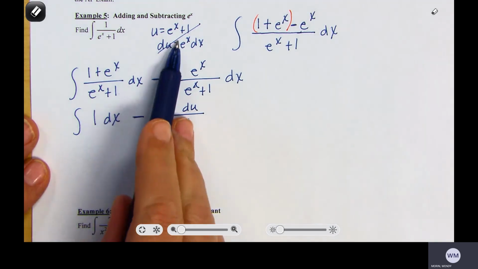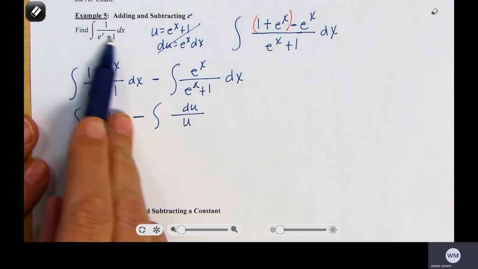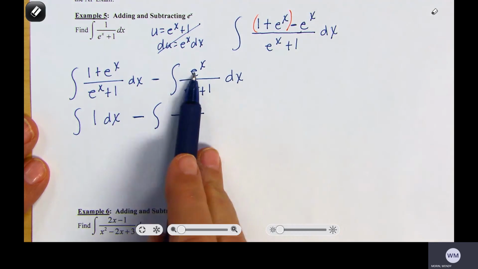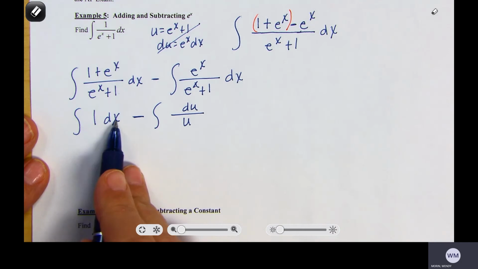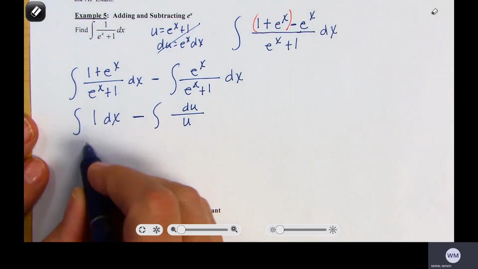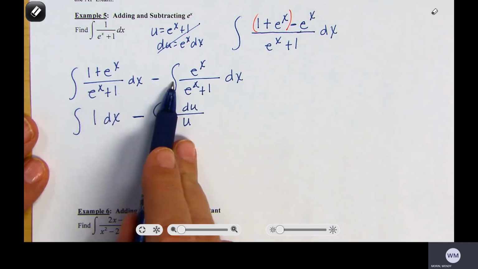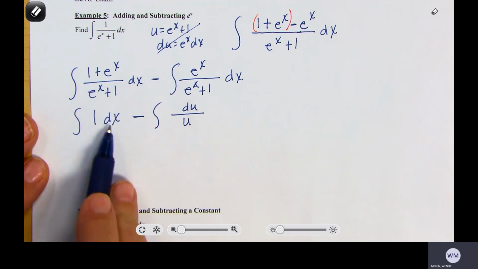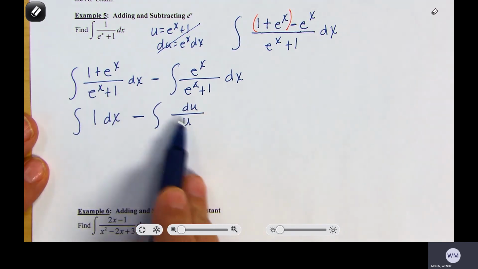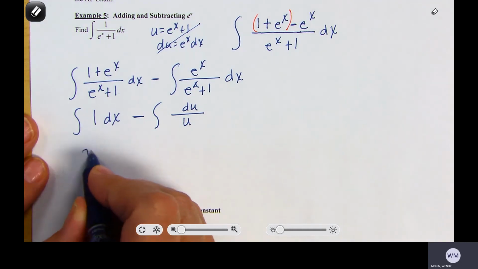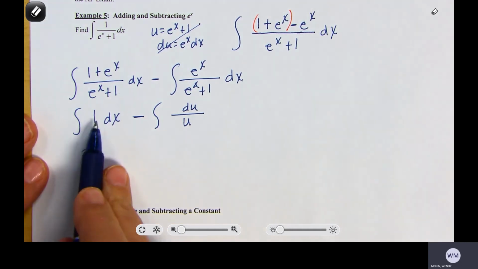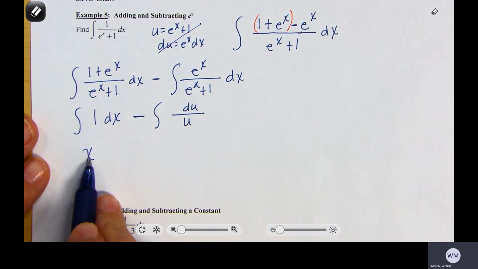So I couldn't use this here, but by doing this little trick, I now have the e to the x that I want. So integrate 1 with respect to x. Another reason why I like to split them up, because this one is with respect to x, and this one now is with respect to u. So I can treat them as separate problems. So the integral of 1 is x.